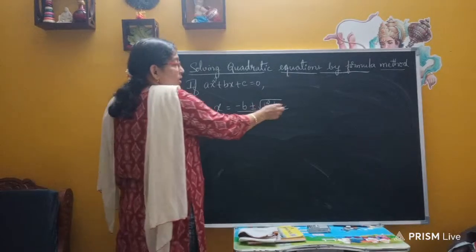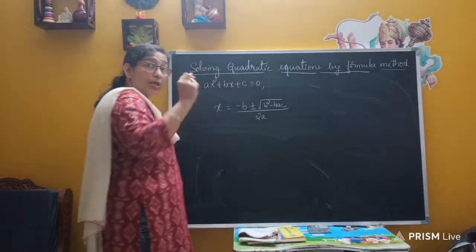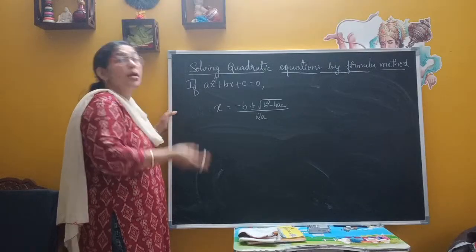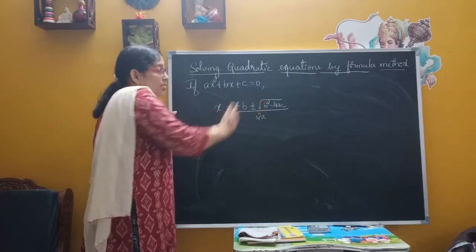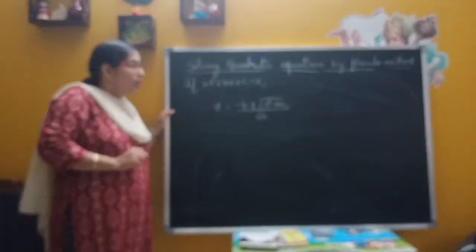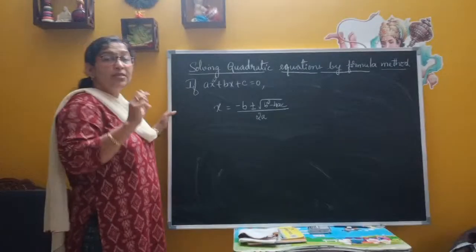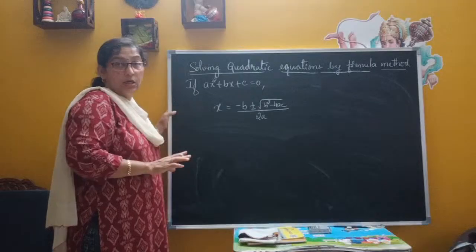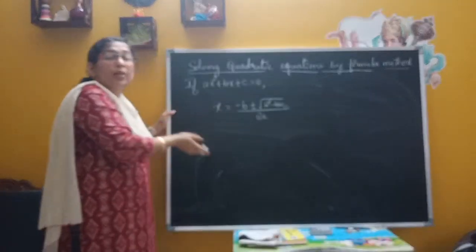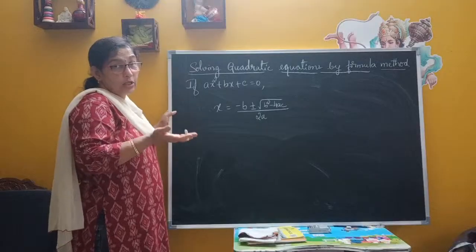This b square minus 4ac tells us whether we have roots or not, or equal roots, or two distinct roots. Everything will come to know using this. Therefore b square minus 4ac is called the discriminant of a quadratic equation, that determines the nature of the roots.